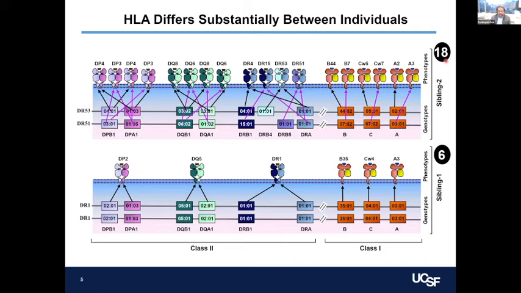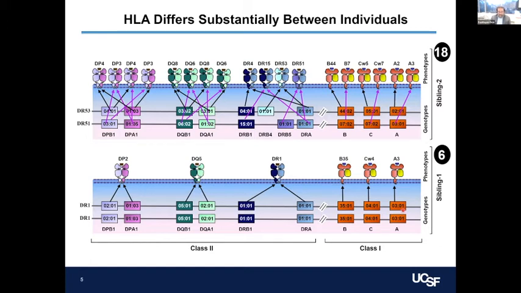So this may be an advantage. If you can express a lot of HLA, the individual has an advantage to present a variety of pathogenic peptides to the immune system, so there can be more tolerance to infection compared to individuals expressing only limited HLA proteins. But when it comes to transplantation, it creates a lot of issues.